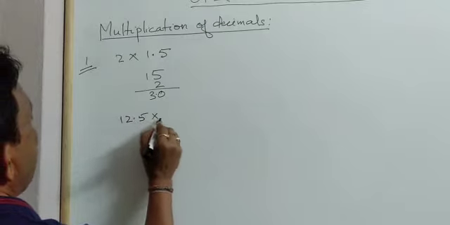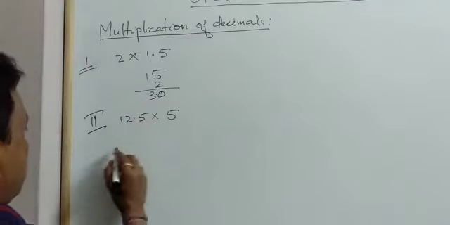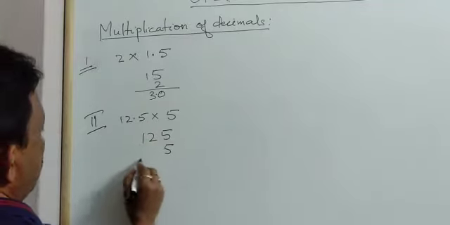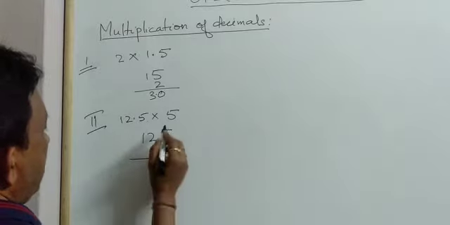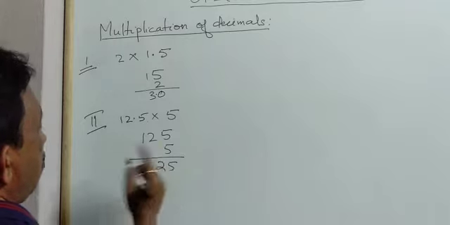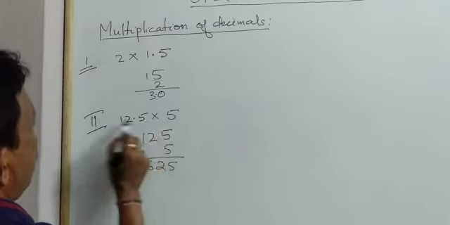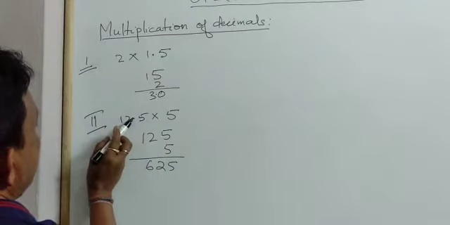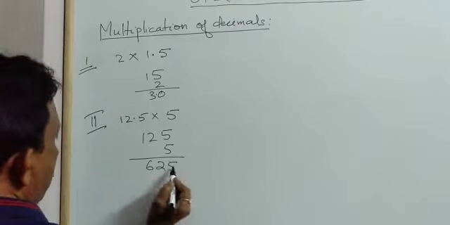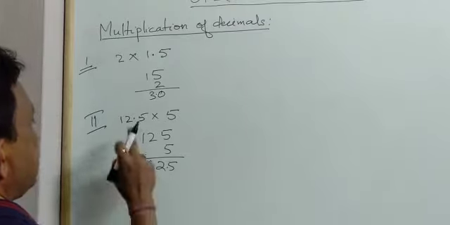Now suppose 12.5 multiplied by 5. This is case number 2. Now in this, do the simple multiplication as we normally do. 125 multiplied by 5. So 5 5s are 25, 5 2 carried, 5 2s are 10 plus 2, 12, 1 carried, 5 1s are 5 plus 1, 6. Now see, in both these numbers decimal place is only one digit. So from the right hand side I'll move towards the left one digit, and this is the answer, 62.5.